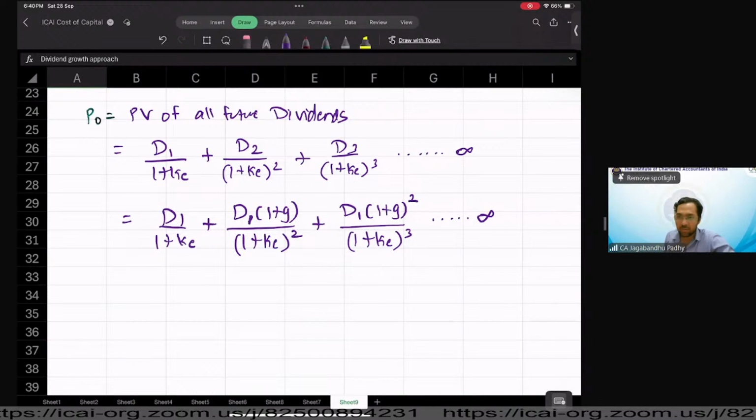There can be fluctuation in dividend payment. Yes, there can be fluctuations, but again, we are looking at these models with certain assumptions that it's going to grow at a particular rate every year.